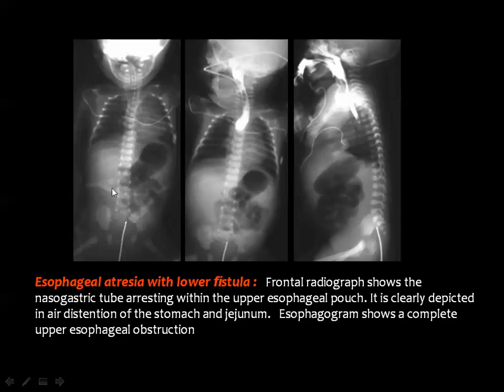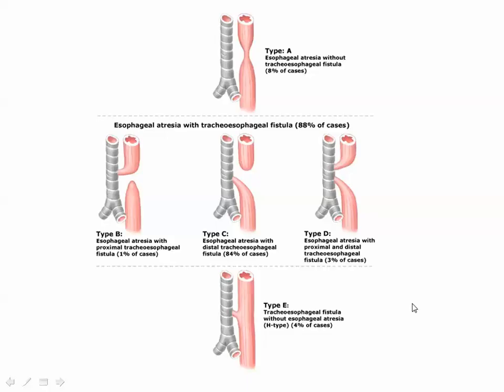And by introduction of barium, you see that barium cannot pass this area, meaning that the proximal pouch is blind, and this air is coming from the distal pouch. And this is the commonest type, as I have mentioned, which is seen in about 85% of the cases. The proximal pouch is blind, and air will come through the trachea into the lower pouch to the abdomen.